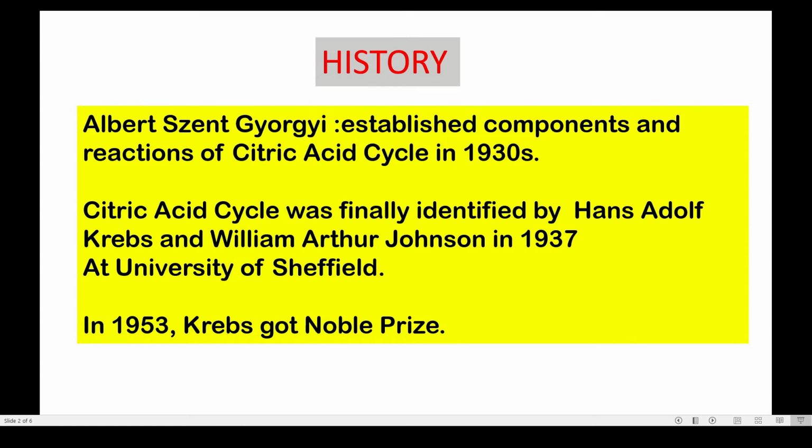Albert Saint Gregory established components and reactions of citric acid cycle in 1930s, and citric acid cycle was finally identified by Hans Adolf Krebs and William Arthur Johnson in the year 1937, and both of them were working at the University of Sheffield. In the year 1953, Krebs got Nobel Prize.